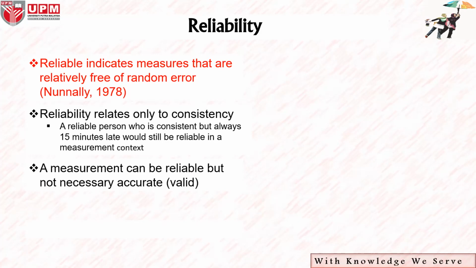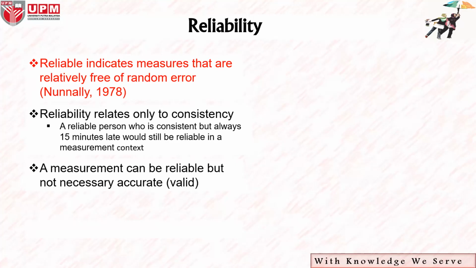Okay, so reliability relates only to consistency. Okay, it's only referred to consistency. Does not measure accuracy. So a reliable person who is consistent but always 15 minutes late would still be reliable in a measurement context, but it is not valid. Dia 15 minit lambat, tapi dia consistent 15, mesti masuk kelas tu 15 minit lambat. Hari-hari macam tu. Untuk dia adalah reliable but not valid.